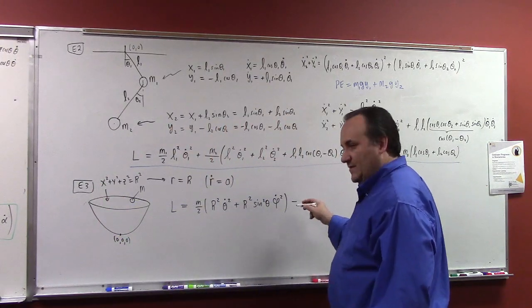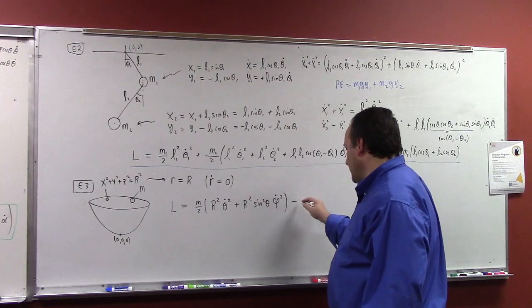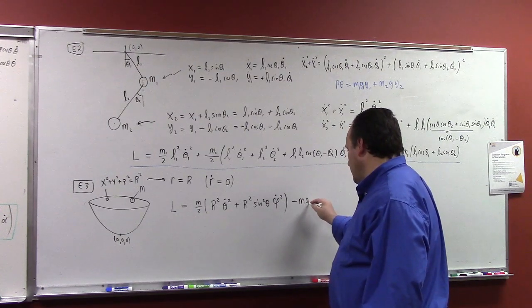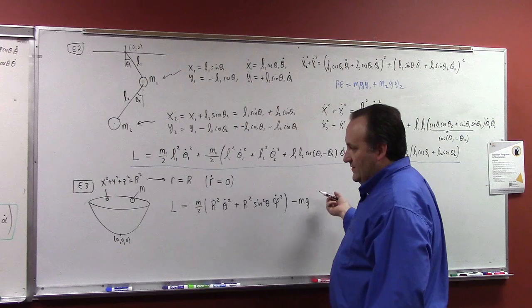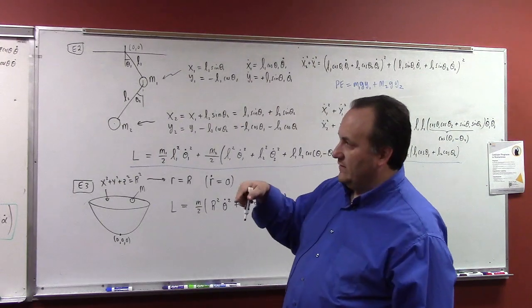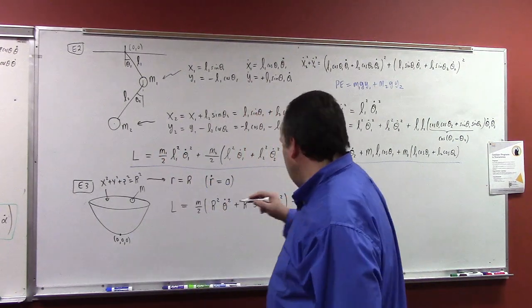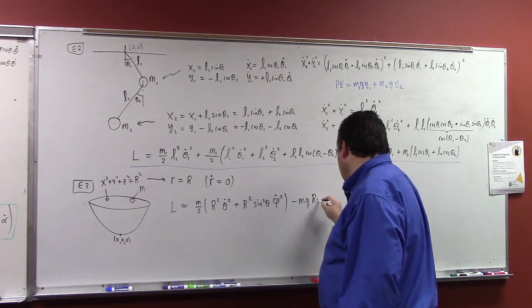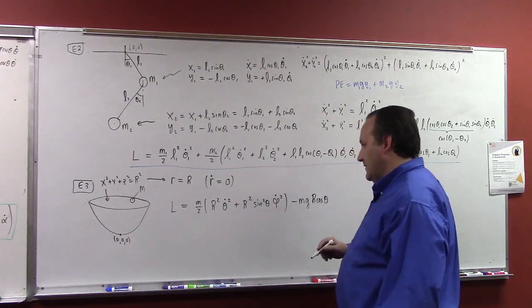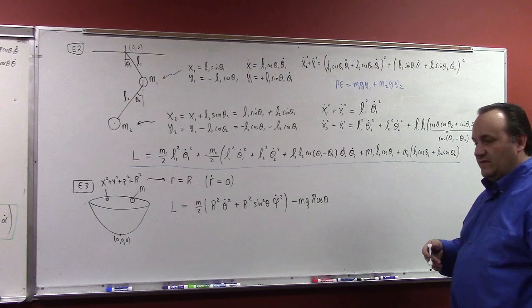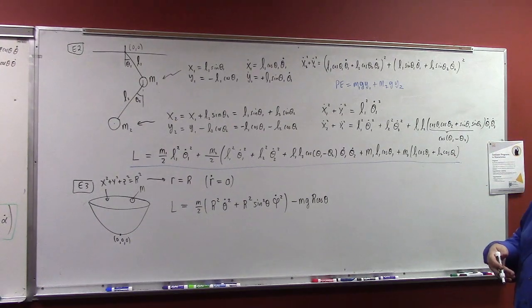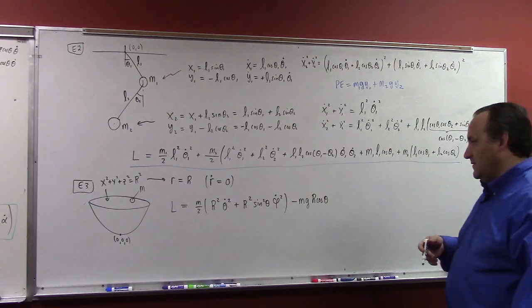So then I just do minus mgz, right? Mg, but what's my z? Well, my z, in spherical coordinates, is r cosine theta here, so minus mg r cosine theta. That's the Lagrangian in this situation.